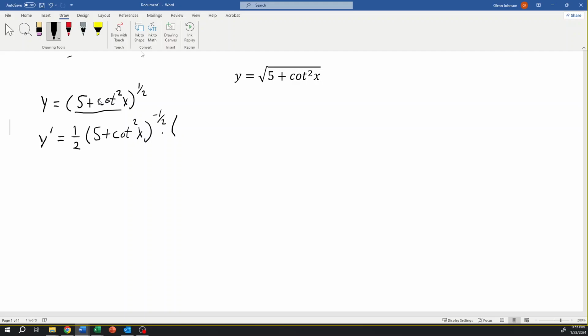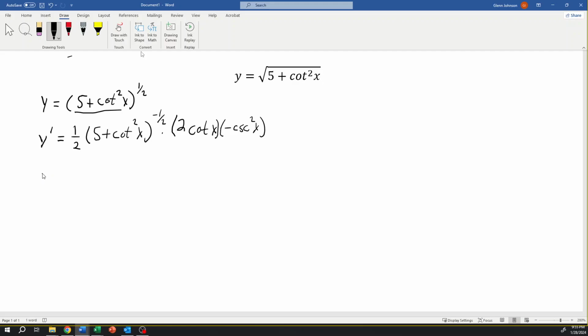That's also a composition, cotangent of x squared. So we apply the power rule again there. It gives us 2 times the cotangent of x. And then we multiply that by the derivative of the cotangent function, which is negative cosecant squared x.